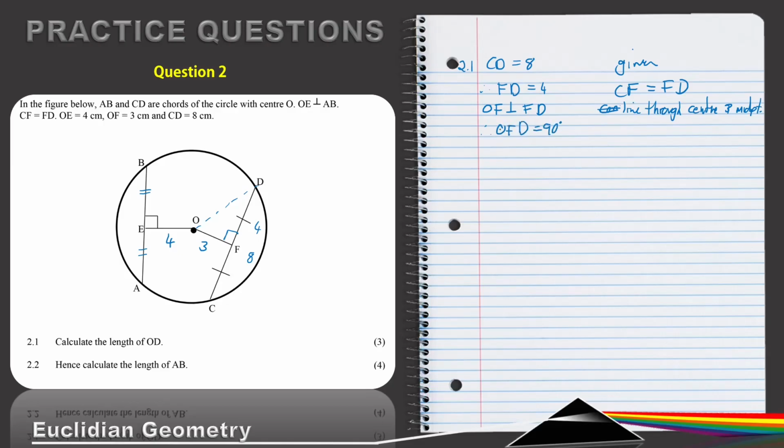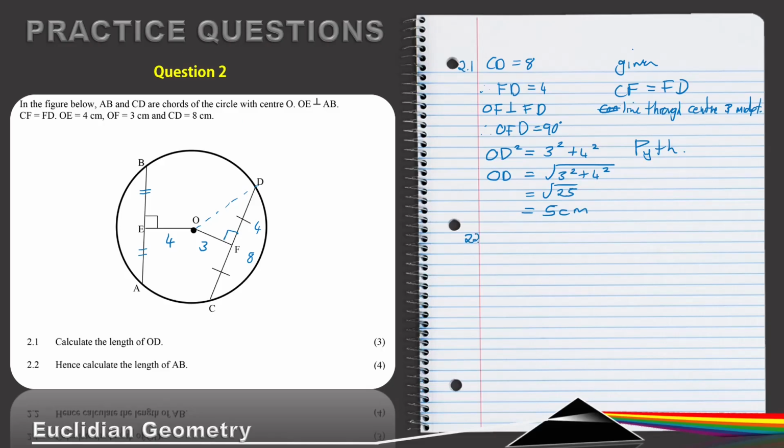Now we can use Pythagoras. To find OD, we say OD squared, which is the hypotenuse side, is the other two added together, 3 squared plus 4 squared, and our reason is Pythagoras. So OD is the square root of 3 squared plus 4 squared. If we simplify that, this is 9 plus 16, which gives us 25. So it's the square root of 25, and that's equal to 5. That's our final answer for 2.1, and our units are in centimeters.